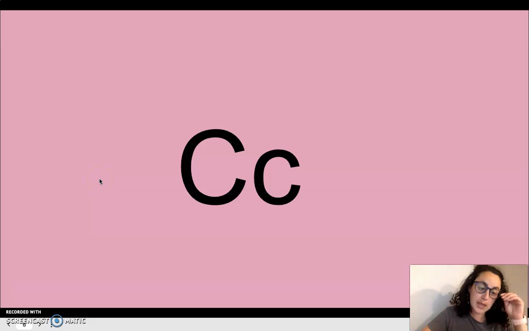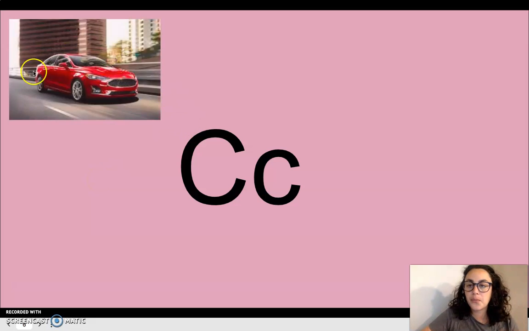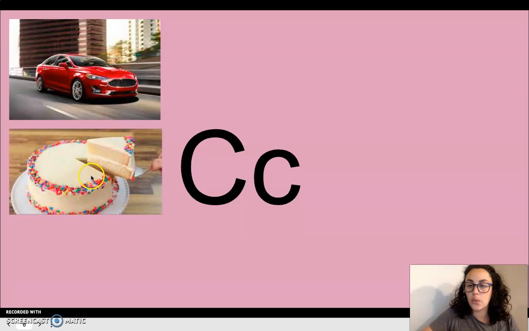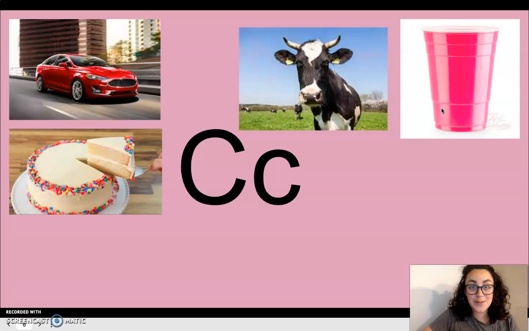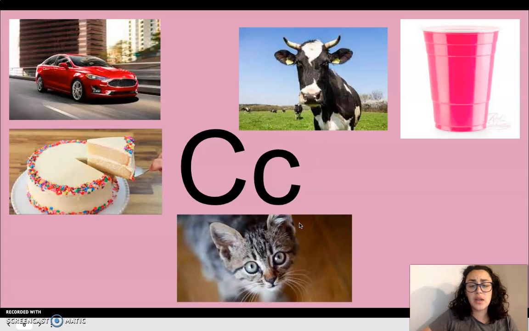So let's take a look. Here are some words that can make the K sound that begin with C. What is this? This is a car. That begins with the letter C, the K sound. Ooh, this looks yummy to eat. A cake. We have a cup. Do you know this animal? This is a cow.